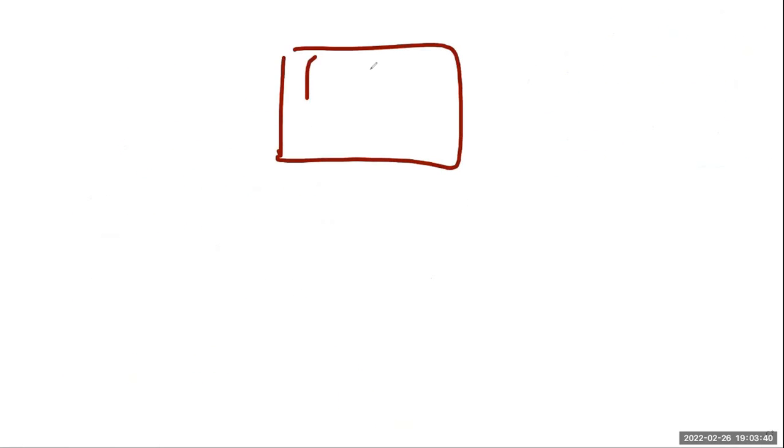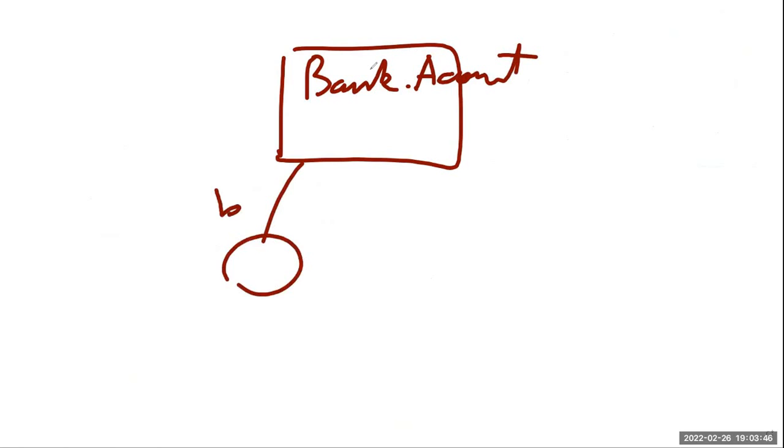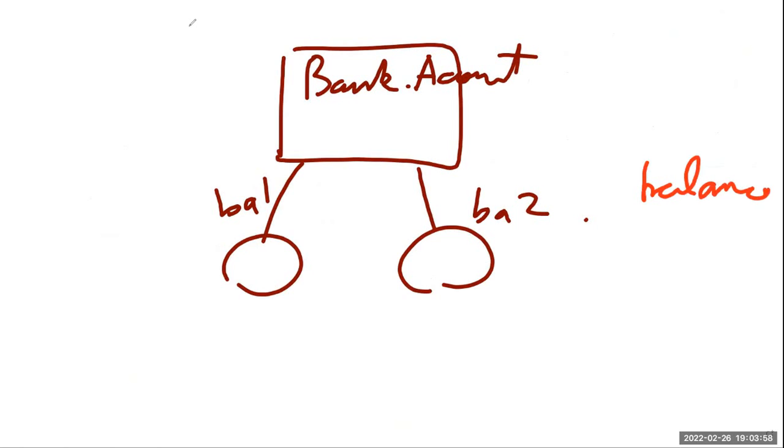So now I have a bank account. Bank account is a class. I create bank account BA1 and bank account BA2. I have a data field called balance. Is this balance an instance variable or a class variable? Should it be static or non-static?